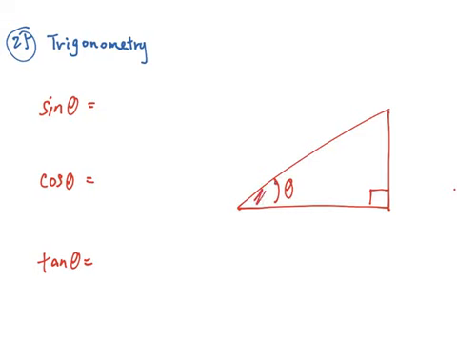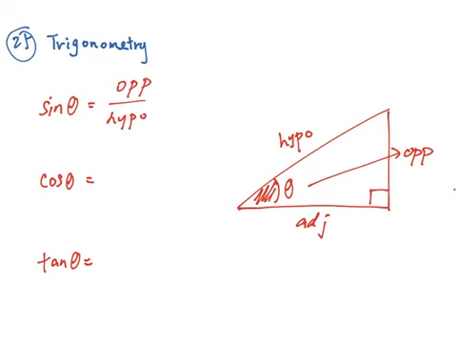Next, trigonometry. Let's see this right angle triangle. Theta is here. This side we call the opposite side. The longest is the hypotenuse, and the base is the adjacent side. Sine is opposite over hypotenuse. Cosine is adjacent over hypotenuse. And tangent is opposite over adjacent.